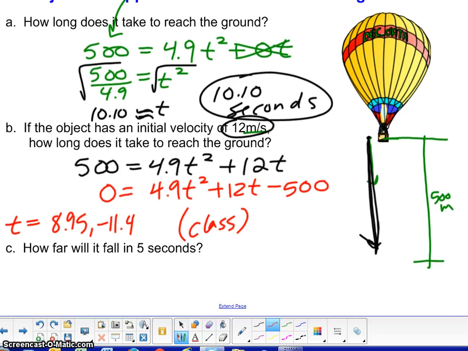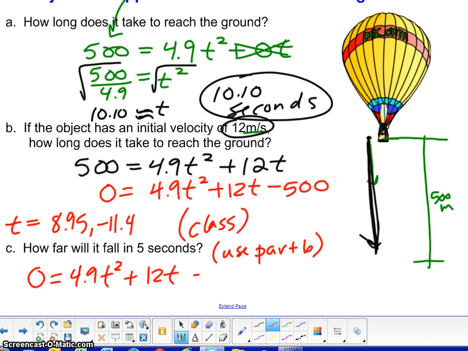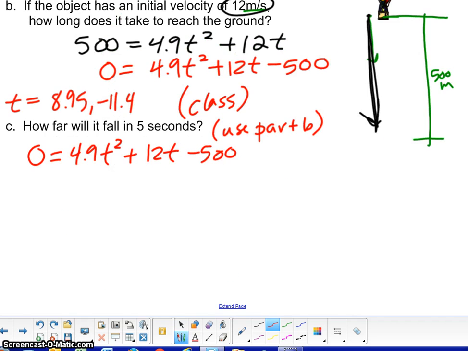Okay, and then the last one, how far will it fall in 5 seconds? Now I'm basing this off of part B. I'm going to go ahead and say that it's the one that's getting thrown, not the one that's getting dropped. So 0 equals 4.9 t squared plus 12 times t minus 500, and I'm going to go ahead and replace the t with 5 everywhere. I didn't mean 2, I meant 5 seconds, because t is going to be replaced by 5. And go ahead and multiply all that together, and we'll check that in class as well.